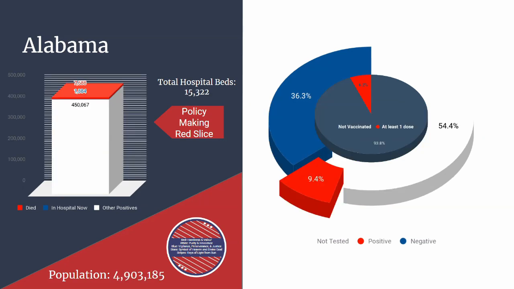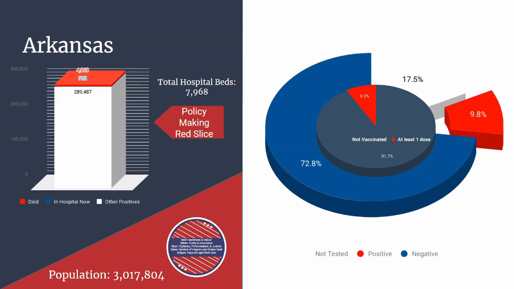Alabama, they vaccinated 6.2% of their population. They had a total of 36% negative and 9.4% positive. They had over 7,600 people die. There are over 1,800 people in the hospital right now, but they have about 15,000 beds.